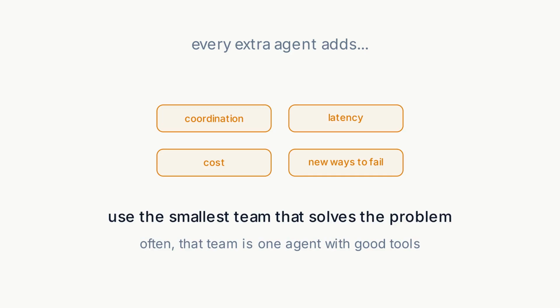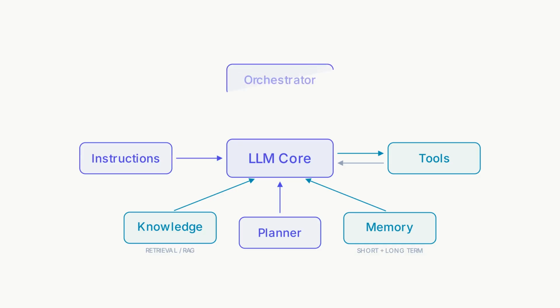The best designers use the smallest team that solves the problem, and quite often that team is one agent with good tools. The orchestrator takes the top of our canvas, directing everything beneath it. The architecture is almost complete, but the most important layer is still missing.